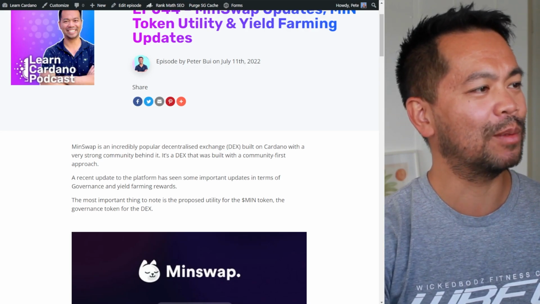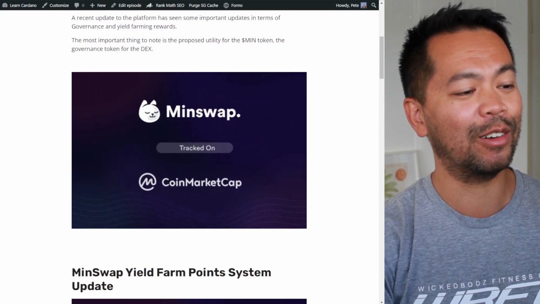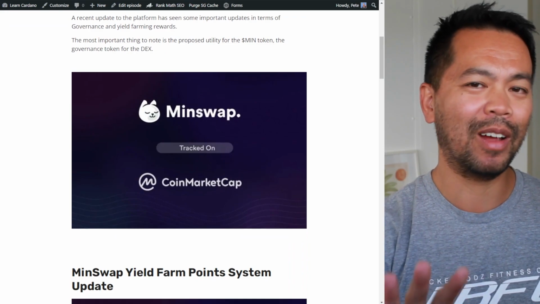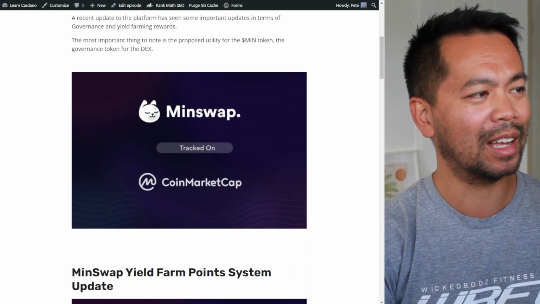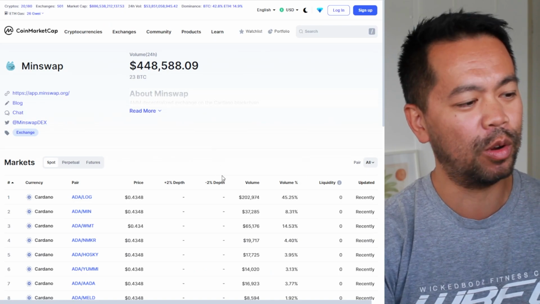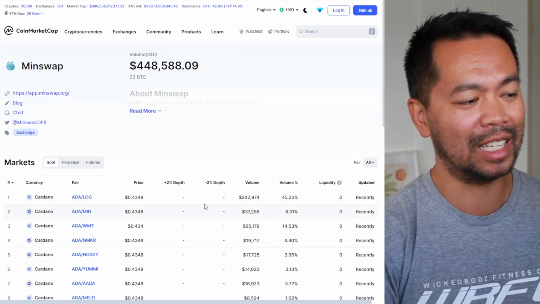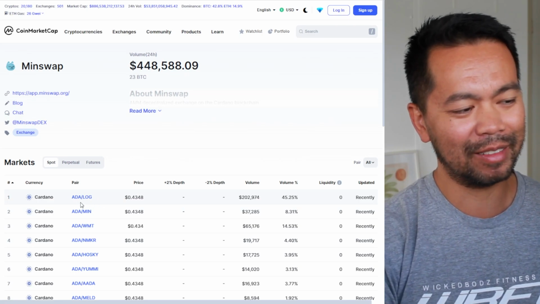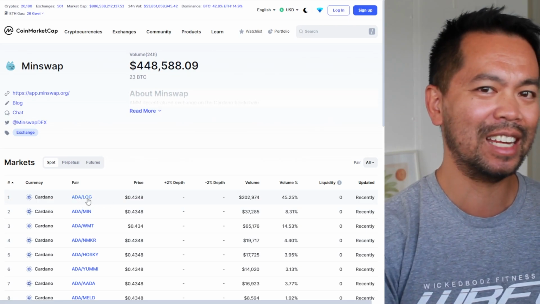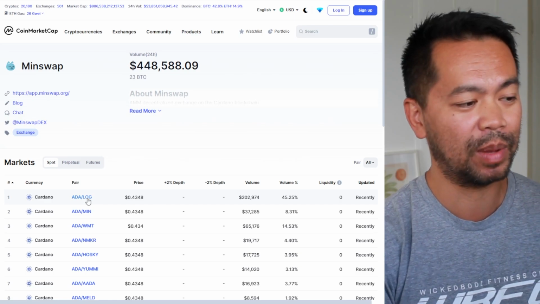So let's have a look at some of these updates. Now, the very first one here is everything on Minswap is being tracked on CoinMarketCap now. So you can actually go over to CoinMarketCap and see the daily volume and percentage of volume that's going through the DEX at the moment. This is quite interesting here. So this will give you an indicator of what is being traded, what's being popular at the moment.